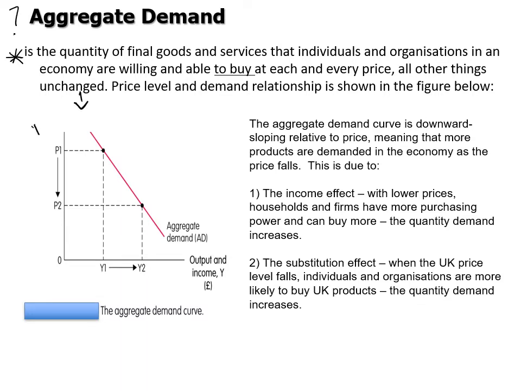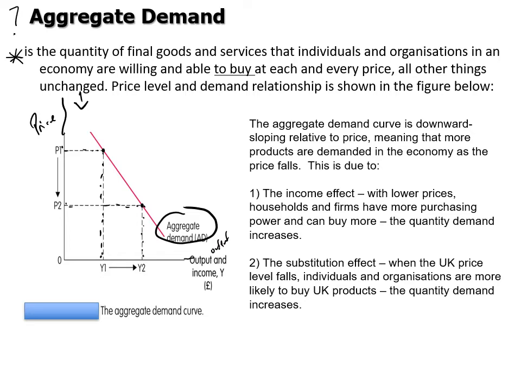So if we have price level here on the vertical axis, and we have output or income, right? And we're trying to plot, what do we have? We have a situation that looks like this with our aggregate demand. So at higher prices, what do we have? We have lower quantity being demanded, and at lower prices, what do we have? We have a higher quantity being demanded.